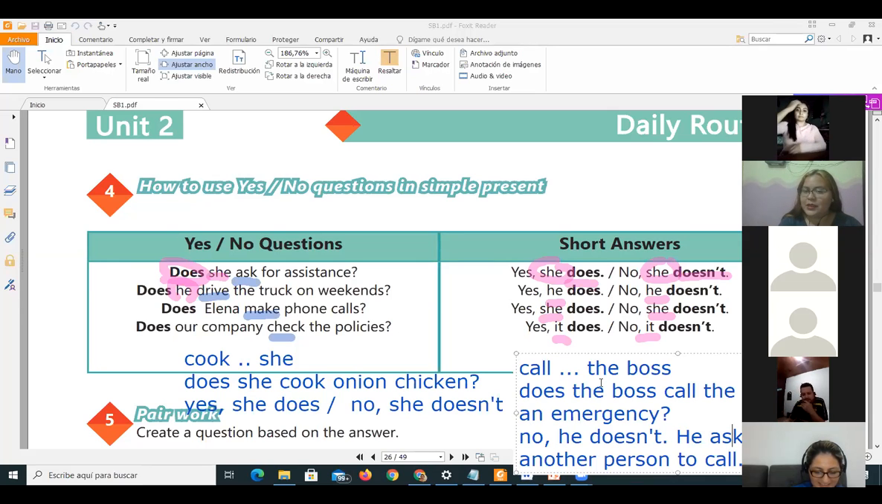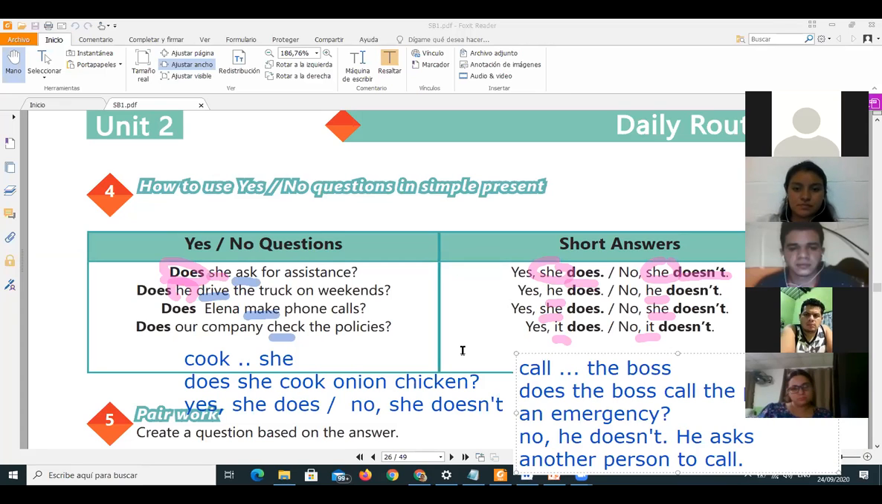Look, the verb is call. The subject is the boss. So the question is, does the boss call? And then you can include any complement. Does the boss call you every day? Does your boss control your work? Supervise your production? Your reports, anything. So now what we are checking is the auxiliary does for the subjects he, she, and it. Is this clear for you guys or do you have any question?